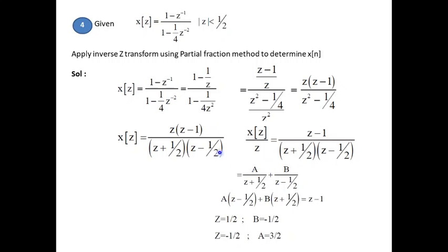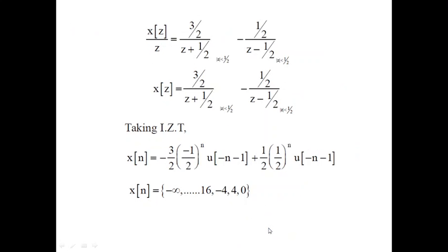You can put a pause on the video and work it out. Obtain the values of a and b. After obtaining the values of a and b, x of z equals 3 by 2 z plus 1 by 2 and minus 1 by 2 z minus 1 by 2. So the poles are modulus of z equal to 1 by 2. Here it's negative and here it's positive, but the radius value is always positive and hence modulus of z we always take as 1 by 2. Since in the given question it is modulus of z lesser than 1 by 2, we take the individual ROC as also lesser than 1 by 2.